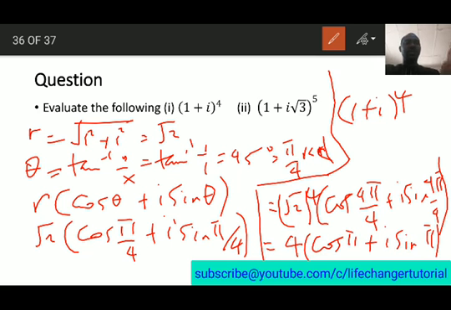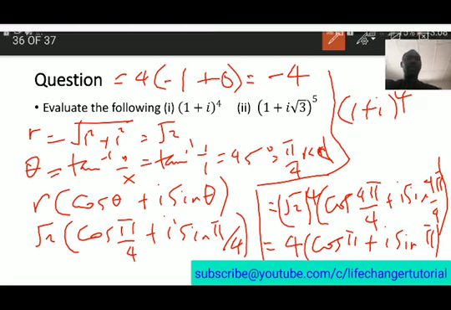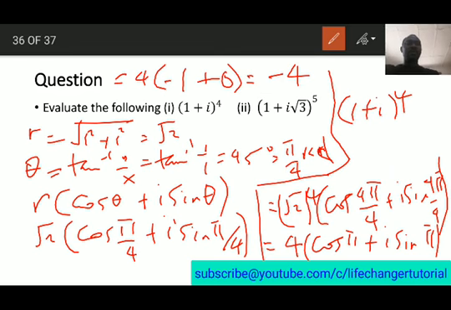Now, this is equal to 4 into, what is cos pi? Cos pi actually means cos 180 degrees, and cos 180 degrees is the same thing as minus 1. So I'll write minus 1 here, then plus i sin pi. What is sin pi? That's sin 180 degrees, which is the same thing as 0. So I'll write 0 here, 0i, which is still 0. You can see that the answer to this question is minus 4. So that means (1 plus i) raised to power 4 is equal to minus 4.